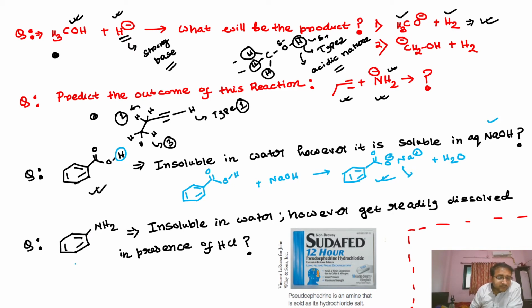Similarly, you can see this compound called aniline. It is also insoluble in water, but in presence of HCl, it will form these types of salt. These types of salt will be formed in presence of HCl, which is readily dissolved in water.